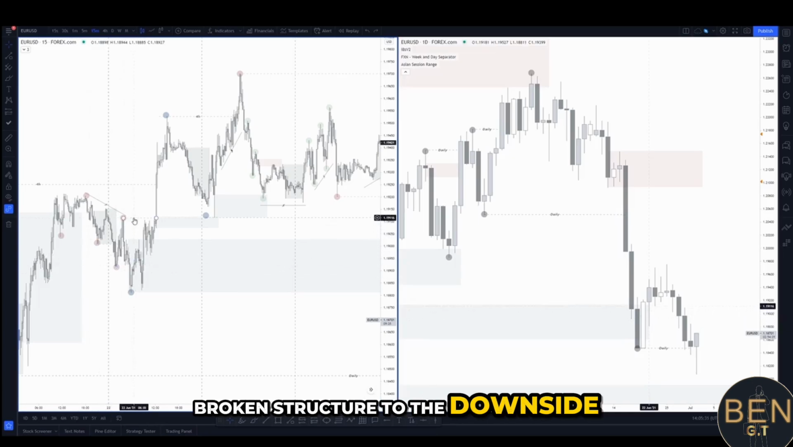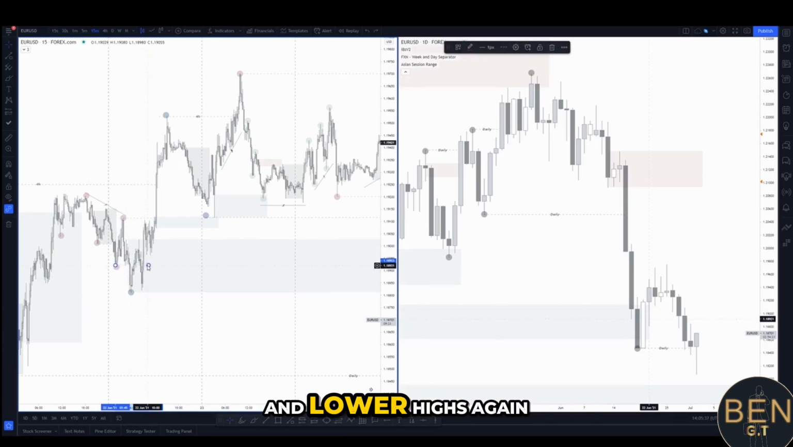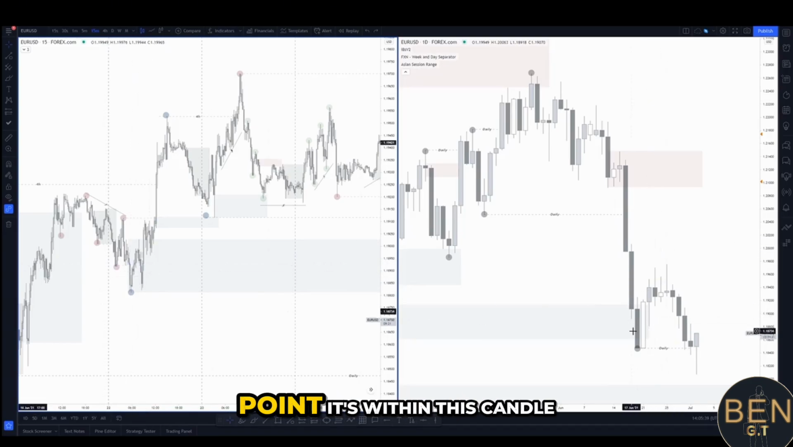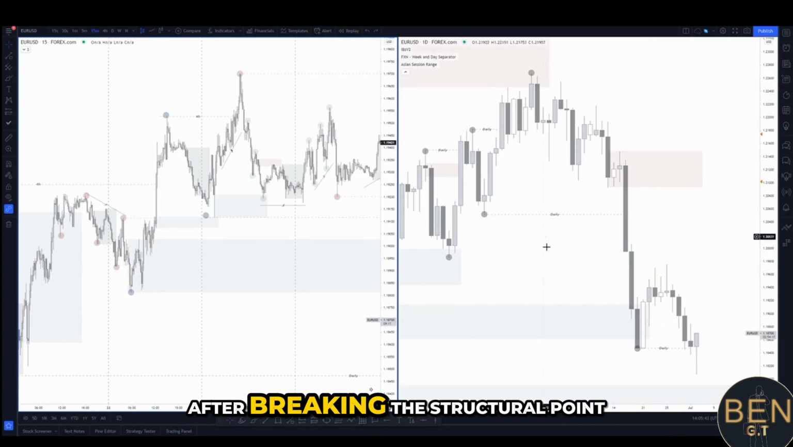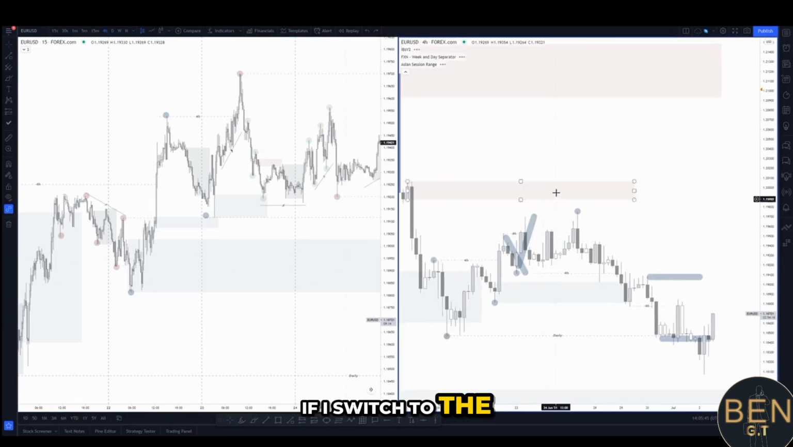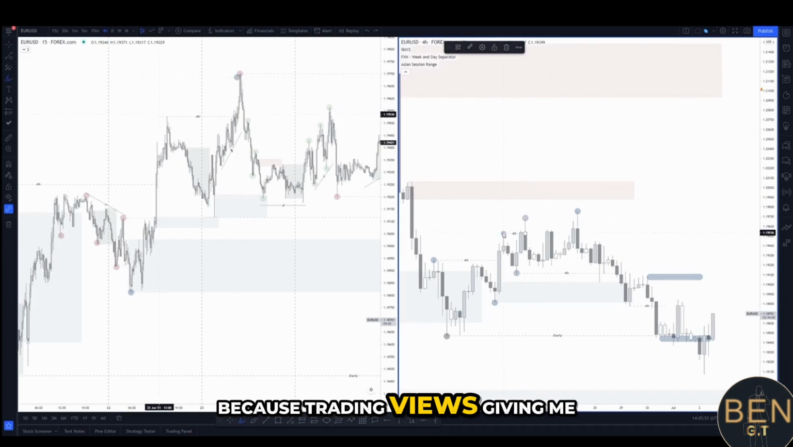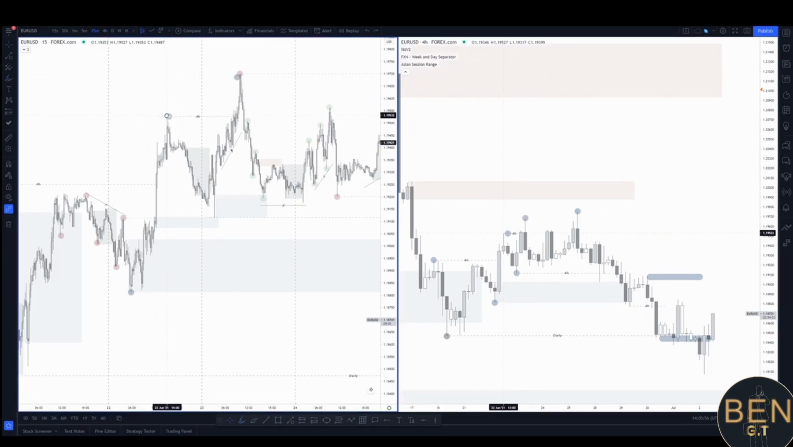We've broken structure to the downside, so we're creating lower lows and lower highs. Again, if we're looking at this point, within this candle, we're in a downtrend on the daily now. It's been confirmed after breaking this structural point. If I switch to the 4-hour, and maybe draw these on a little bit better because TradingView is giving me a hard time today. Here we go. That there.